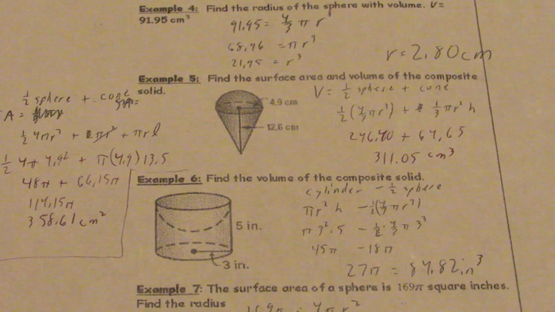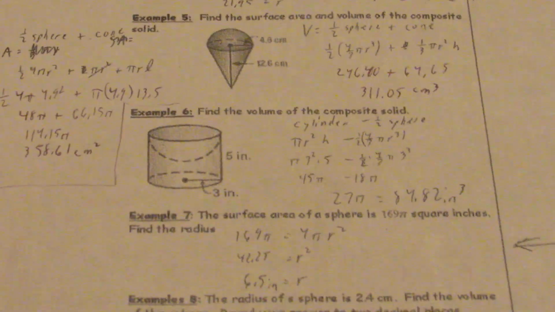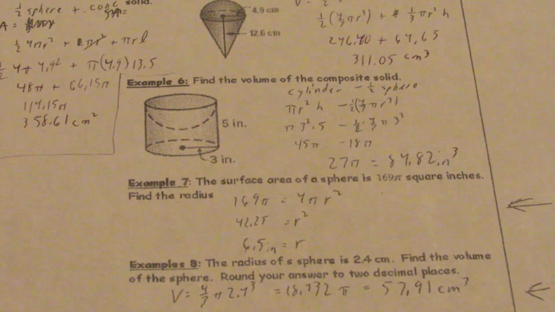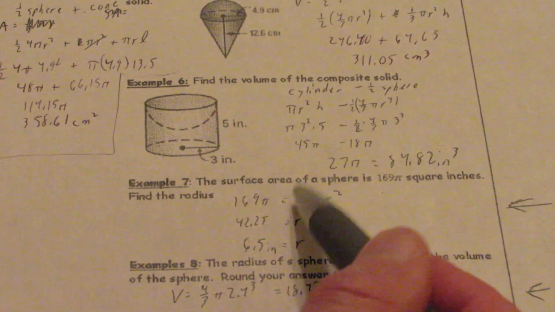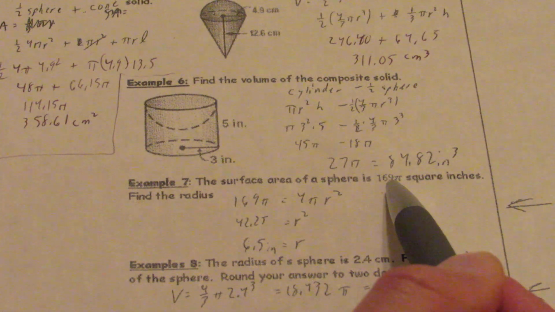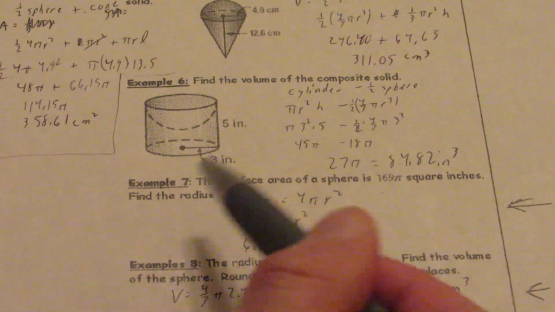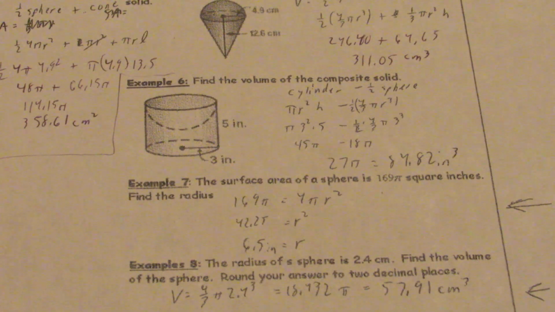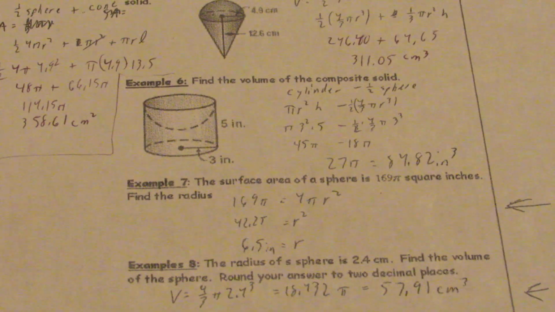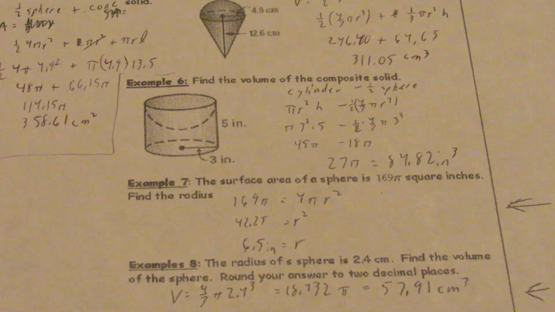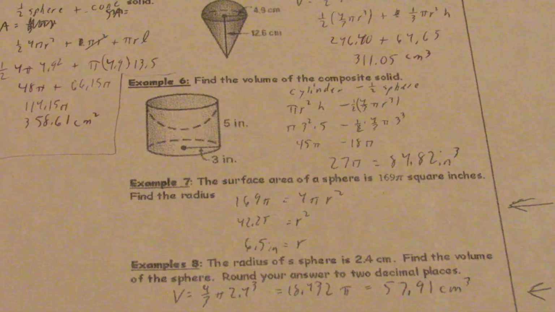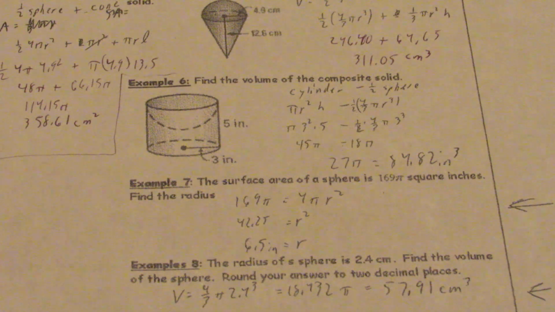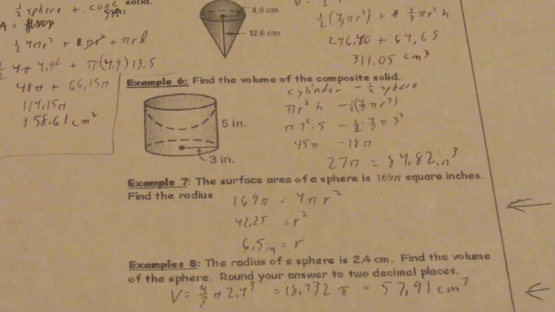Example 7. Ask me for the surface area of a sphere. Oh no, it tells me the surface area of a sphere is 169 pi. They want me to find the radius. So 169 pi equals 4 pi r squared. Divide, the pi's cancel. Divide by 4, I get 42.25. Take the square root of that. 6.5 inches is my radius.